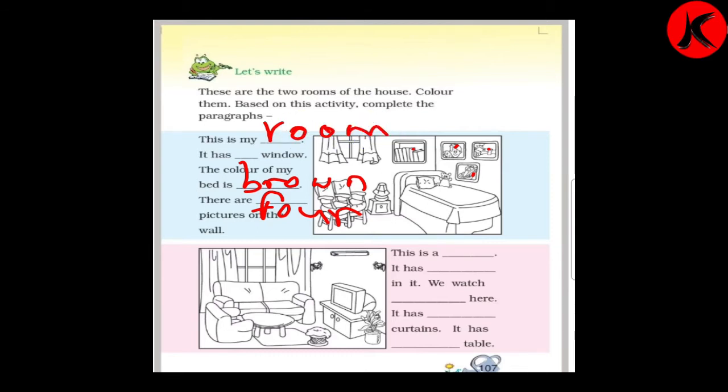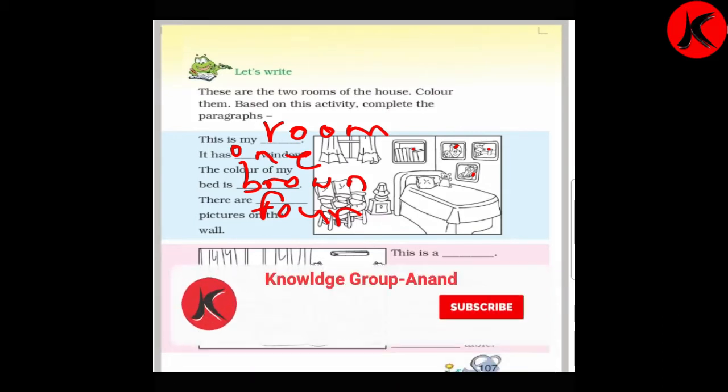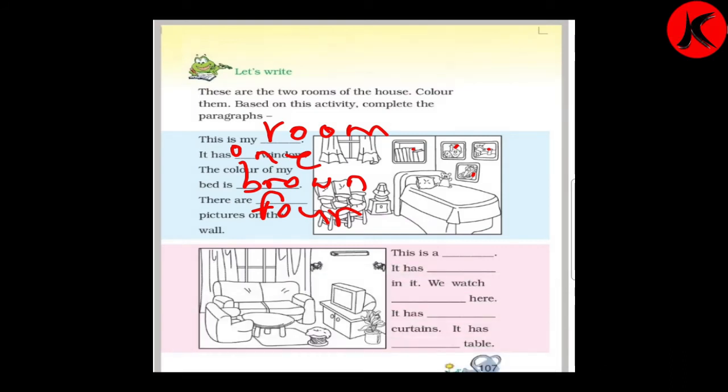R-O-O-M, room. It has one window. O-N-E, 1. Now this is the room picture, right? Now next picture we will see, it is of what? It is of a hall. Now it is a picture of a hall. So we'll write, this is a drawing room. D-R-A-W-I-N-G. Drawing room.